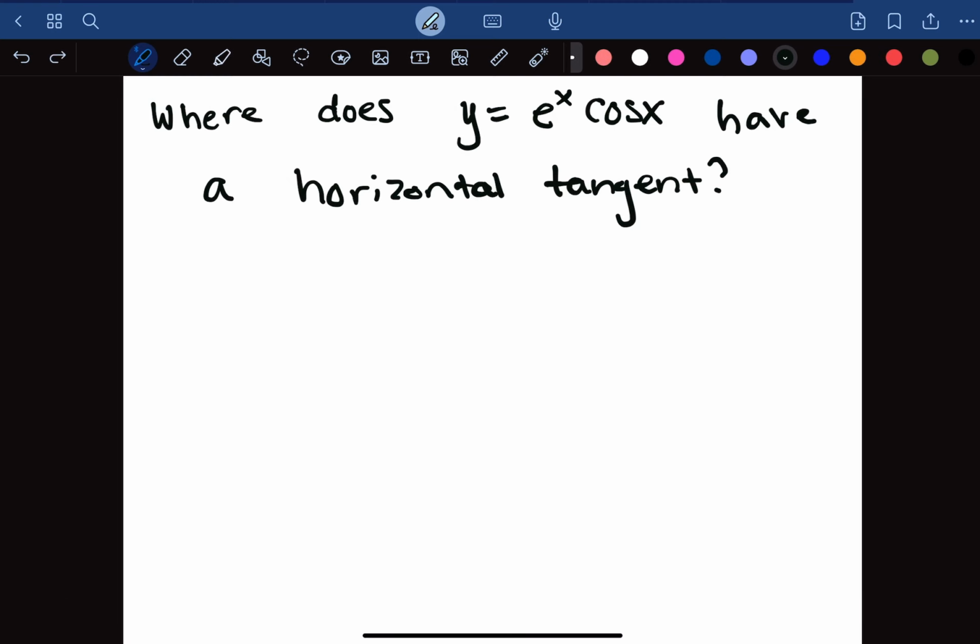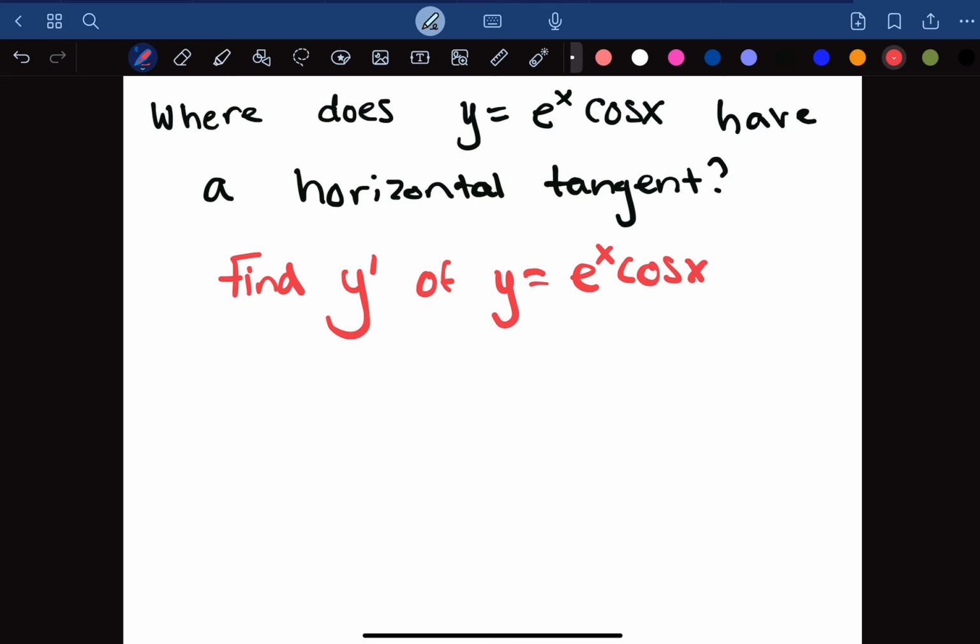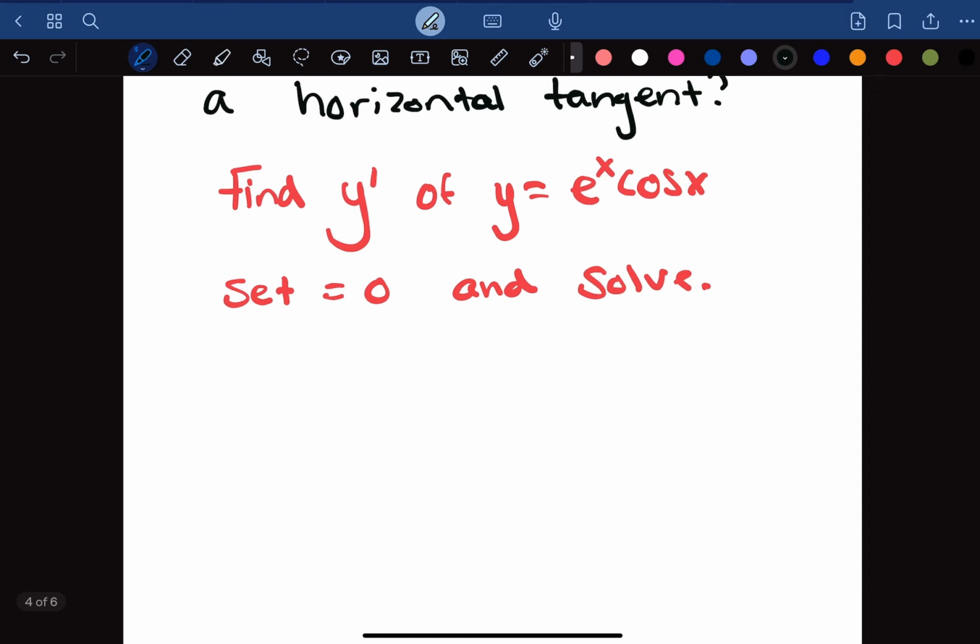So I want to find my y prime of y is equal to e to the x times cosine x, and then set equal to 0 and solve. And then this is going to give me my horizontal tangent.